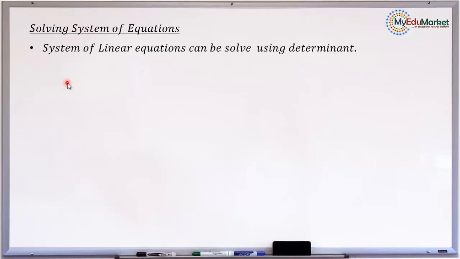A system of linear equations can be solved using the concept of the determinant of a matrix. We have learned how to solve systems of equations, that is simultaneous equations, using elimination, substitution, and even graphical methods. So this is another method that we can adopt. Using the concept of determinant to solve a system of equations is known as Cramer's rule. So what we are learning in this lesson is Cramer's rule. Let's see what it is.